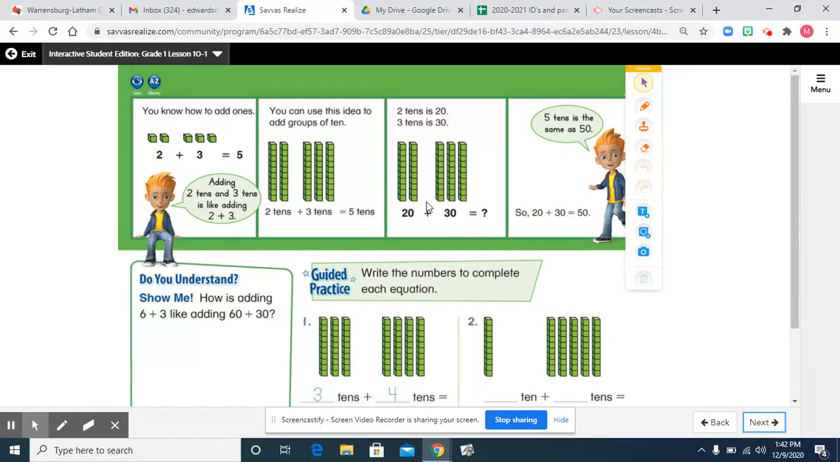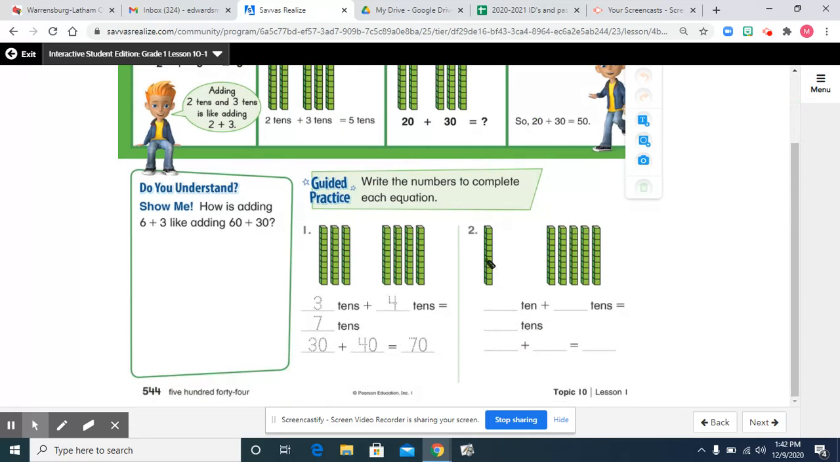Page 544. If you look at the top, that's the boy from the video just explaining to you how to add tens. Okay, let's read the directions for numbers 1 and 2. It says, write the numbers to complete each equation. Well, they did number 1 for you. In the first blank, it was blank tens, so they counted 1, 2, 3 tens. So trace the 3. In the next blank, they want to know how many tens there are. There were 1, 2, 3, 4 tens. And if we count up all the tens, there are 1, 2, 3, 4, 5, 6, 7 tens.